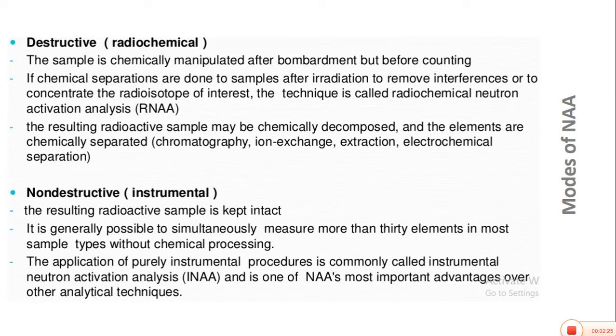In this case, there is no chemical processing involved, because when the sample material is bombarded with neutrons, all the elements present in the sample get activated and can be analyzed with the help of prompt gamma spectra and delayed gamma spectra. It is the beauty of instrumental neutron activation analysis that more than 30 elements can be analyzed simultaneously. The application of purely instrumental procedures is commonly called instrumental neutron activation analysis, and it is one of neutron activation analysis's most important advantages over all other analytical techniques.